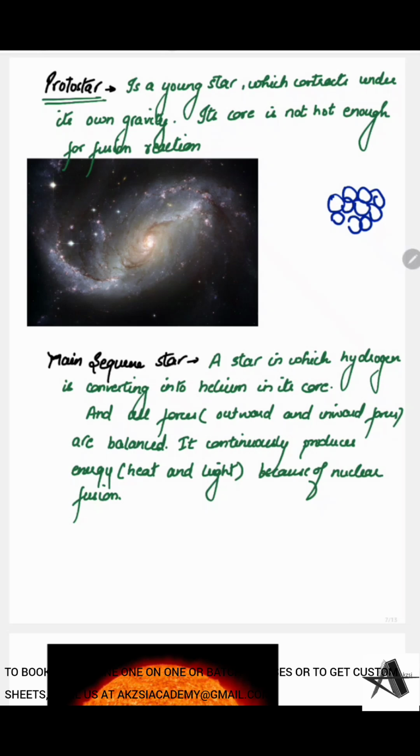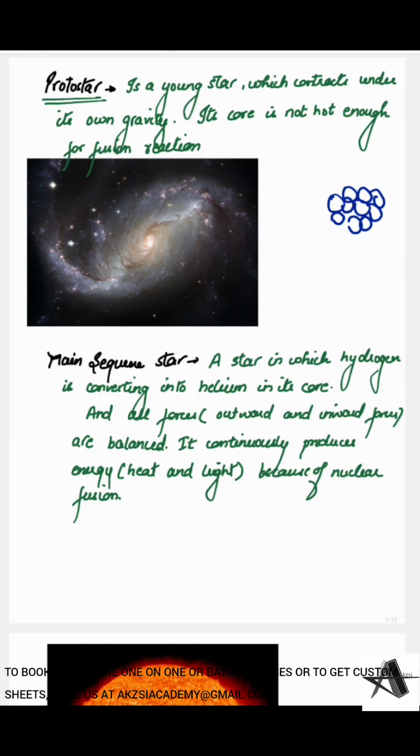The next stage is a main sequence star. As the definition written, a main sequence star is one in which the hydrogen is converting into helium in its core, and all the forces outward and inwards are balanced. It continuously produces energy because of the nuclear fusion. Now, the important thing is to know about the nuclear fusion.